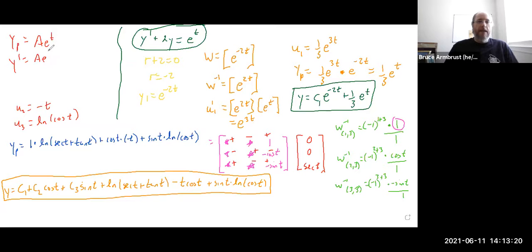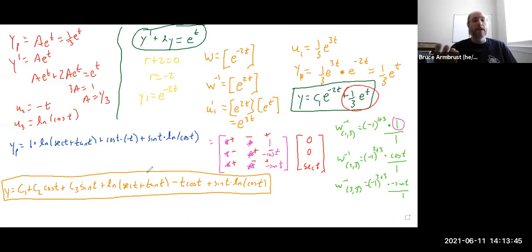Y prime is a e to the t. I plug that in. I get a e to the t plus 2a e to the t equals e to the t. Divide out all the e to the t's. I get 3a equals 1 and a equals 1/3. Okay, cool. So my particular is 1/3 e to the t. Hey, look, it was 1/3 e to the t, right? So you can do it that way.